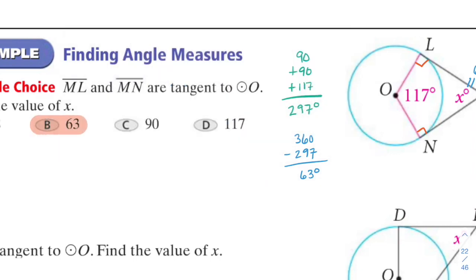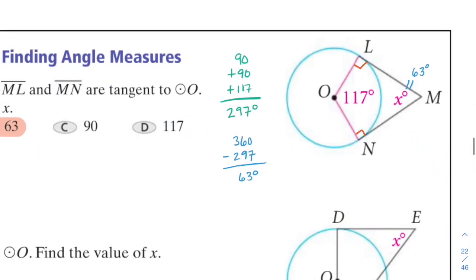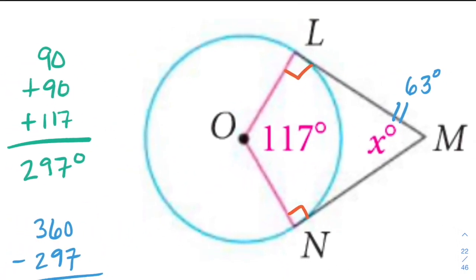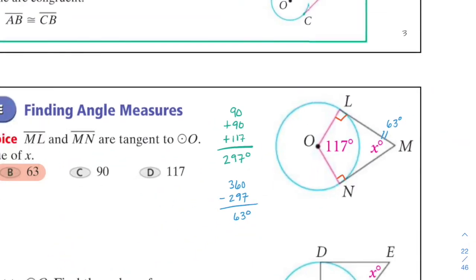And we're done with that problem. A lot of students make a mistake where they think that they're congruent, but remember, quadrilaterals have to add up to 360. So use what you know about angle L being 90, and angle N being 90, because those are tangent to the circle. And then use what was given, the 117.